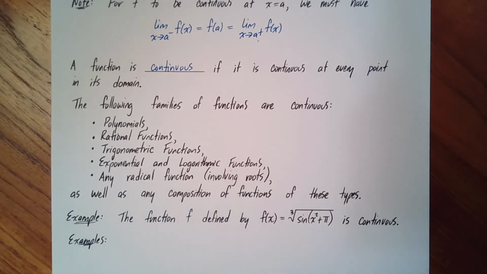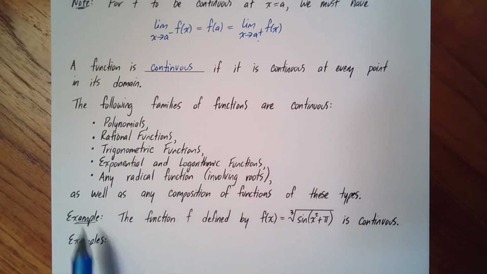Exponential and logarithmic functions. Exponential functions are defined for all real numbers. Logarithmic functions are defined for all positive numbers, but in either case, they're guaranteed to be continuous on their domains. Any radical function, so that includes square roots, cube roots, fourth roots, and any root you might ever like to consider. Those functions are continuous on their domains.